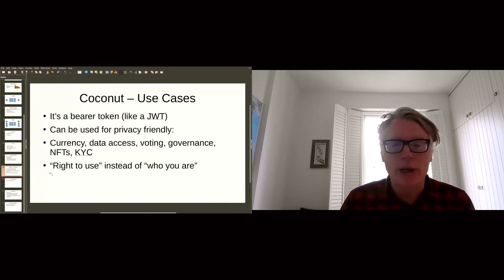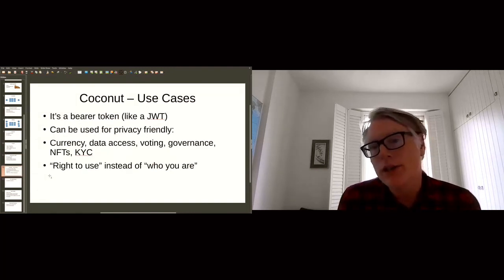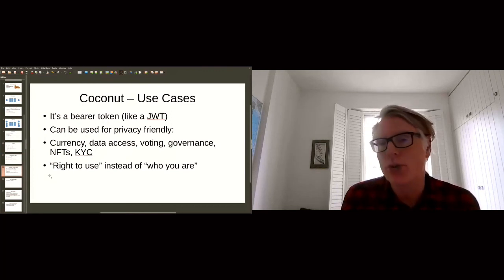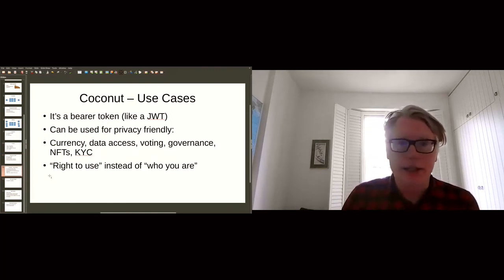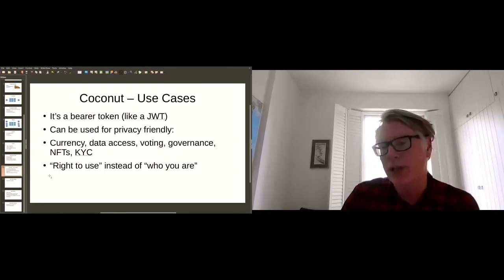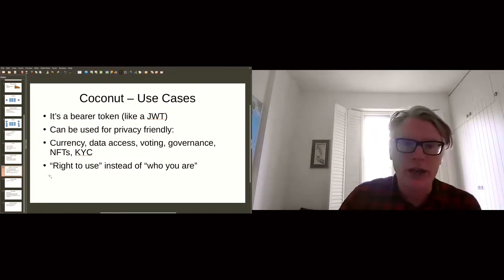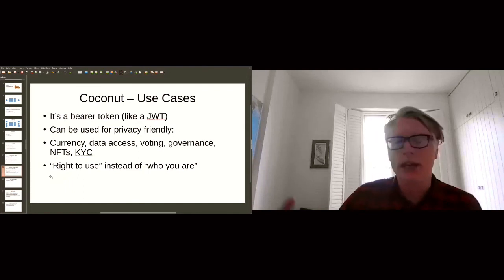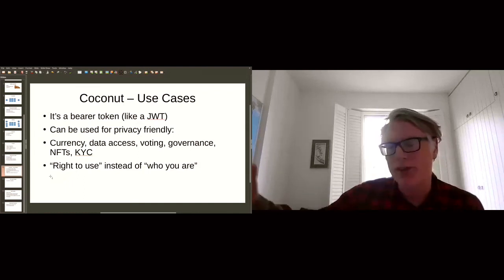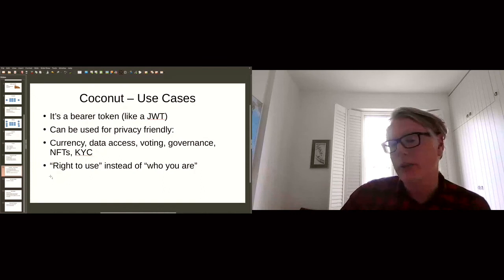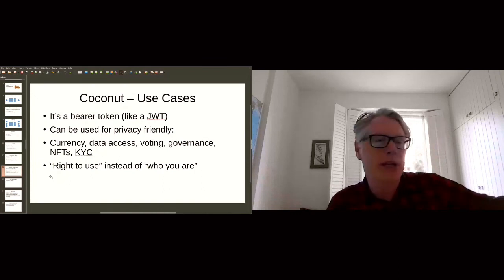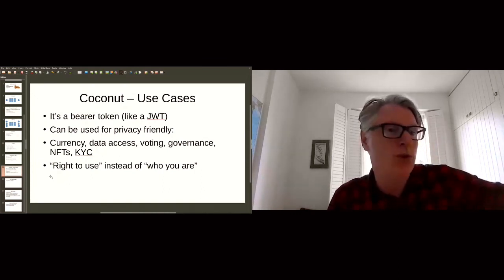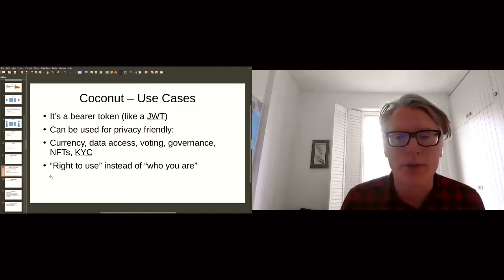So what could you use this for? Well, it's a bearer token like a JWT. You could use it for privacy friendly applications. You could anonymize currencies. You could anonymize data access, voting, electronic governance on chain, off chain. You could make private NFTs. You could do KYC with it. So you could say, I have the right to participate in token sale X. Cool, give me a credential for that. And then you could participate in that token sale, perhaps without revealing who you actually are, because maybe that would be useful to you in some way.